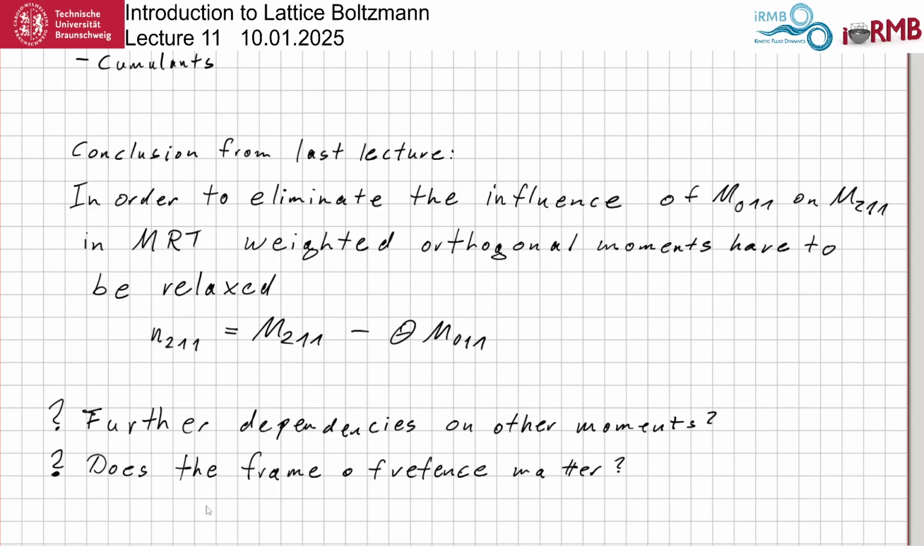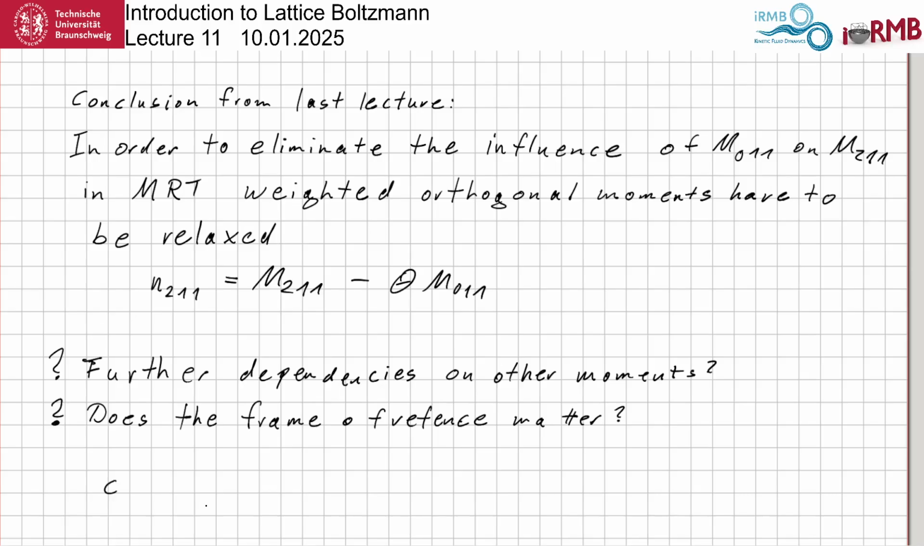So what do I actually mean by the frame of reference? So look at the classical MRT. And this MRT could now be orthogonal, non-orthogonal, or weighted orthogonal, whatever. They use so-called raw moments. So raw moments are moments taken in a fixed frame of reference, which we call the Eulerian frame.